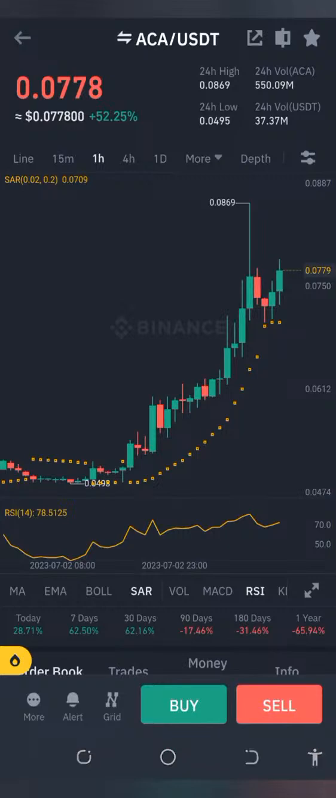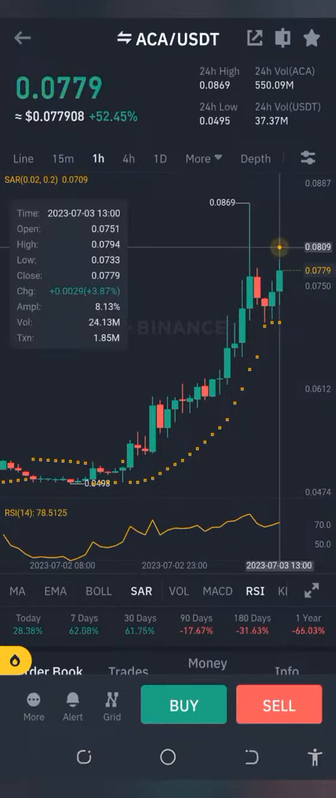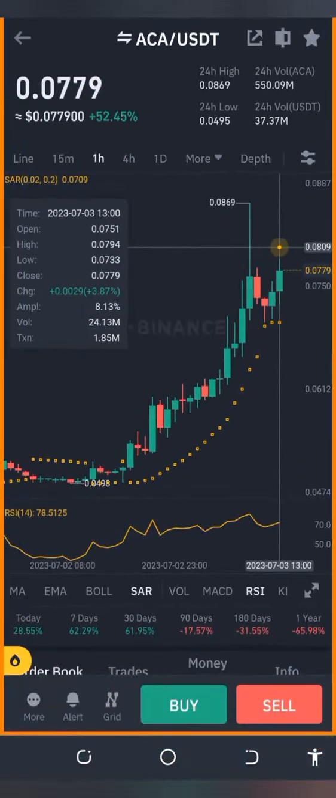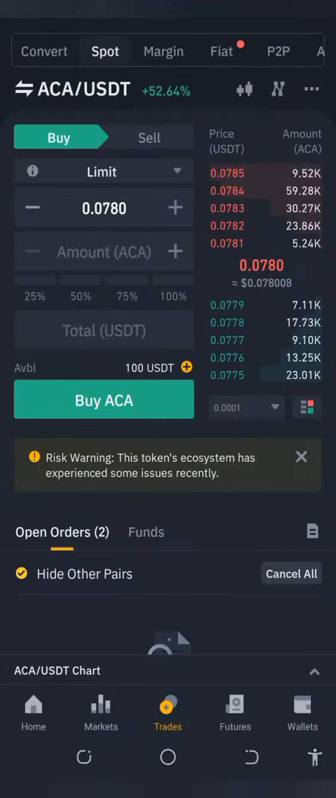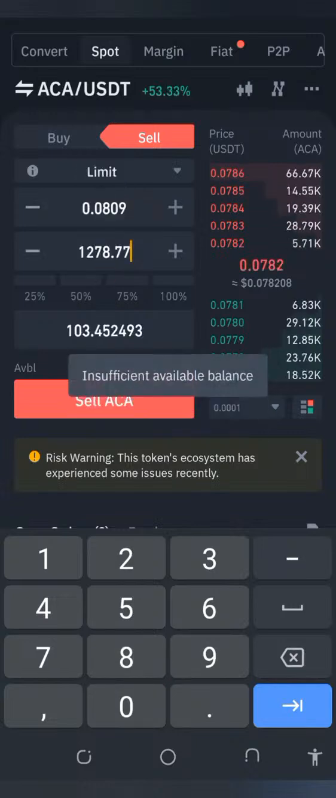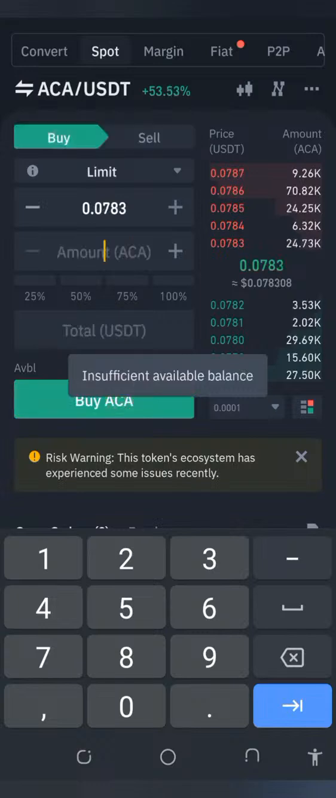Okay, let's not be that outrageous, but maybe somewhere on top of here, right? So let's see what that gives us. Okay, 0809. All right, let's get into it. So we put in the sell, and then we put in 0.0809. Is that 809? 0.0809. All right, so let's put that there.